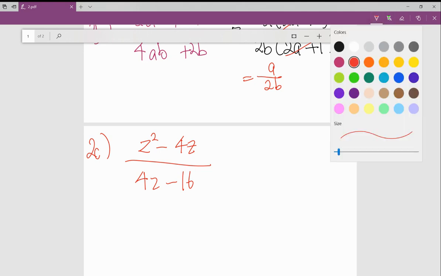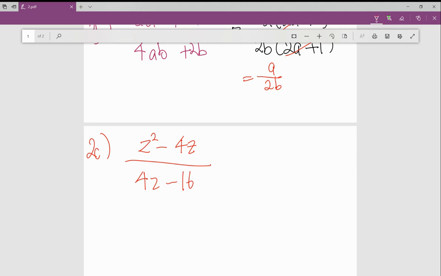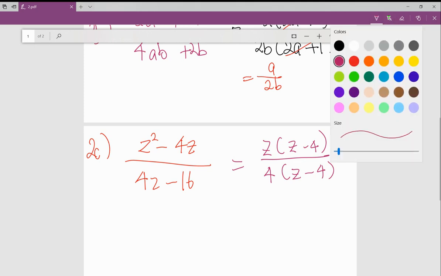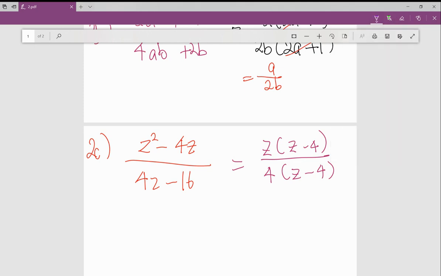Okay, again, I notice there's a plus minus, so this means I cannot cancel. I need to factorize. On the numerator, I can factorize z out, so I'm left with z minus 4. In the denominator, I can factorize 4 out. I end up with z minus 4 again. And because z minus 4 is common, I can cancel this. And the final answer is z over 4, or 1 quarter z. I would prefer z over 4.